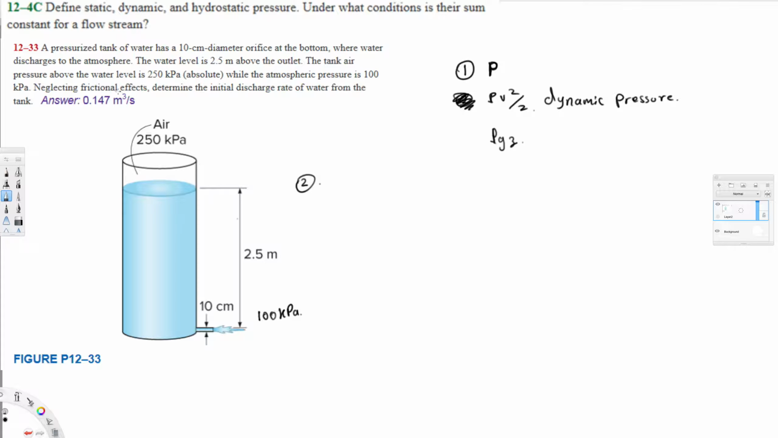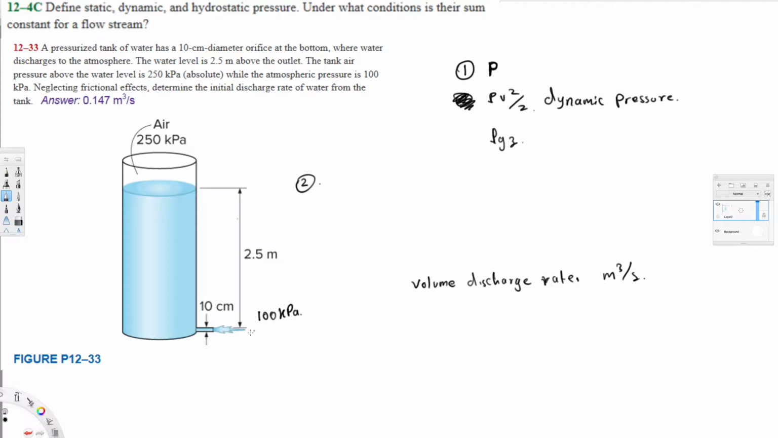Then they are saying next, neglecting the frictional effects, determine the initial discharge rate of water from the tank. So discharge rate, we can also say volume discharge rate. Right. So this is like meter cube per second.